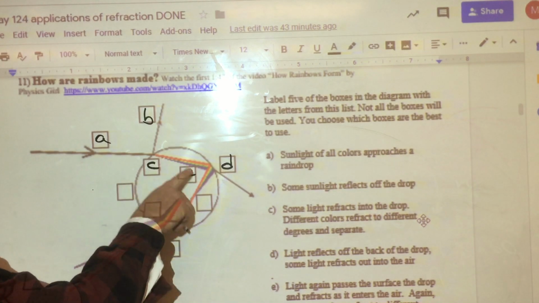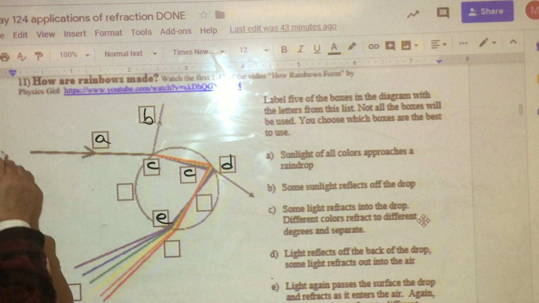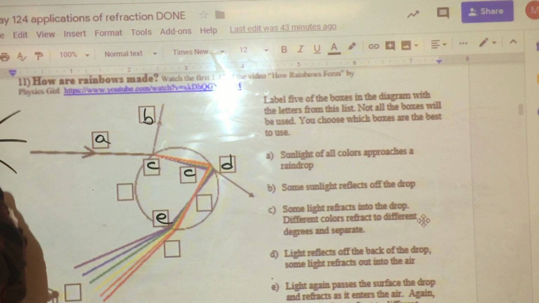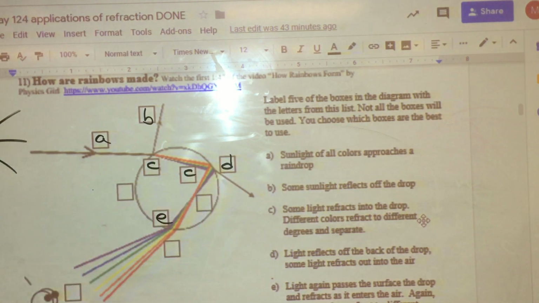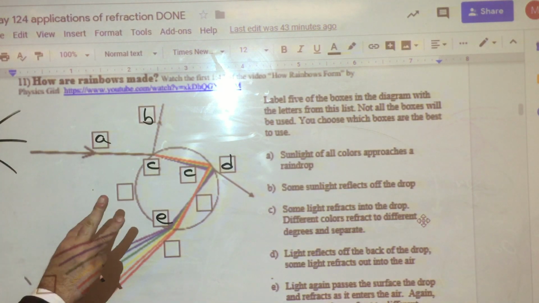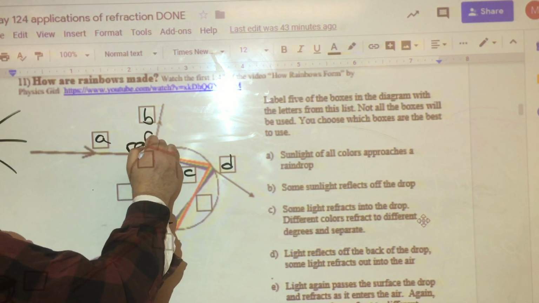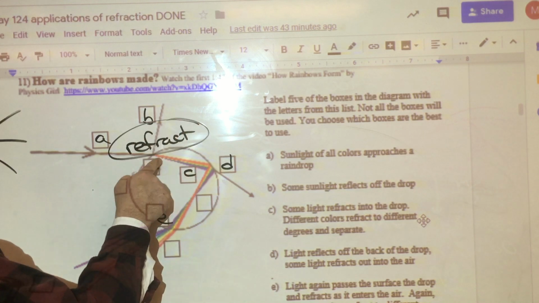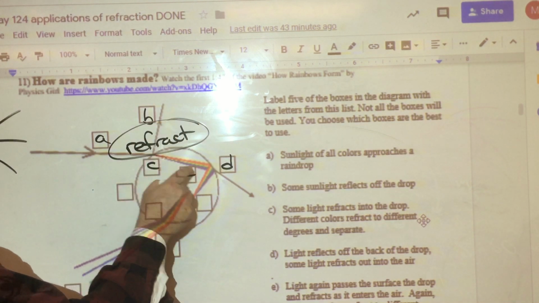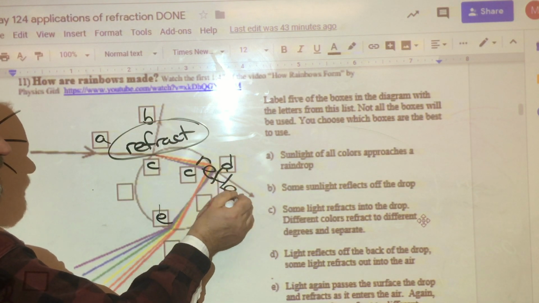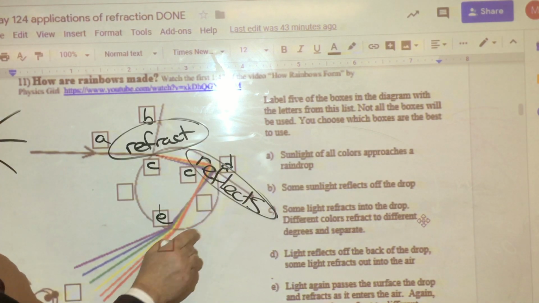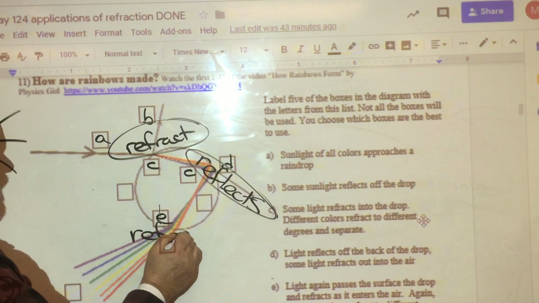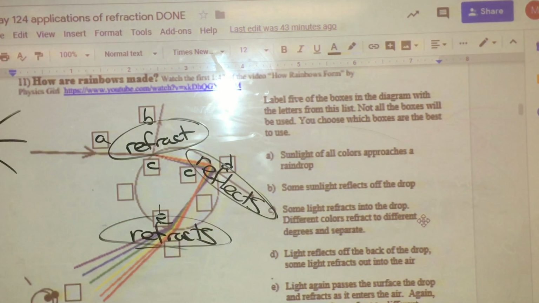So the main idea here is that to make a rainbow, you have to have the sun behind you, because we're seeing the reflection, and we have 3 processes. We have refracting at this point to separate the colors a little bit, and then it reflects off the back, and then it refracts again as it leaves. You need to know those 3 processes in order.